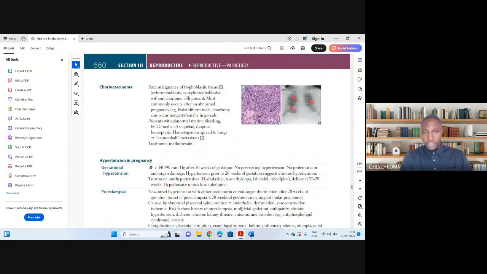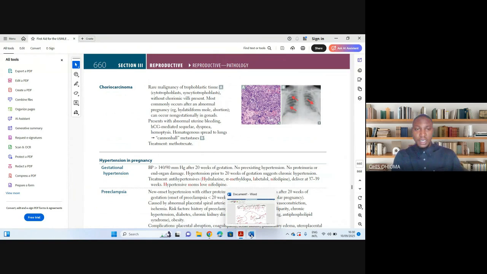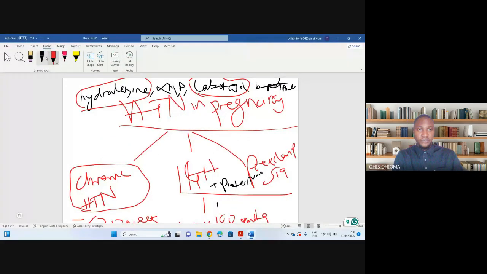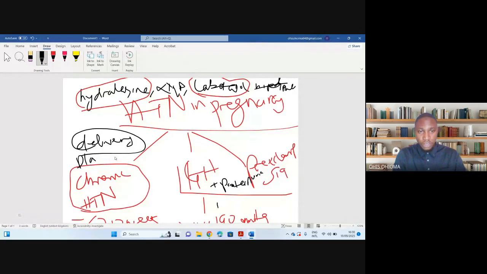So what do you do if the patient has eclampsia? The definitive management basically for all these hypertensive disorders in pregnancy is delivery of the fetus. So you have to deliver the fetus. Why are you delivering the fetus? Basically because the culprit in all of this is the placenta. So once the placenta goes, the pathophysiology, the pathology is kind of eradicated a bit.